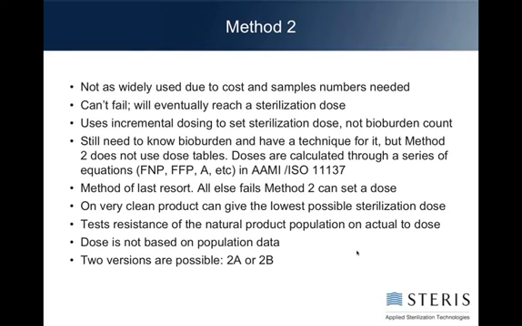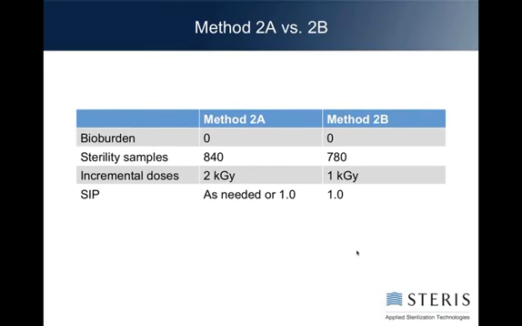It tests the resistance of the natural population of product, so it can actually be a very low dose if you have only organisms that are easy to kill. Dose is not based on that total population data. It's based on the resistance. It has 2 versions based on how many incremental doses you do in the process of calculating your sterilization dose.